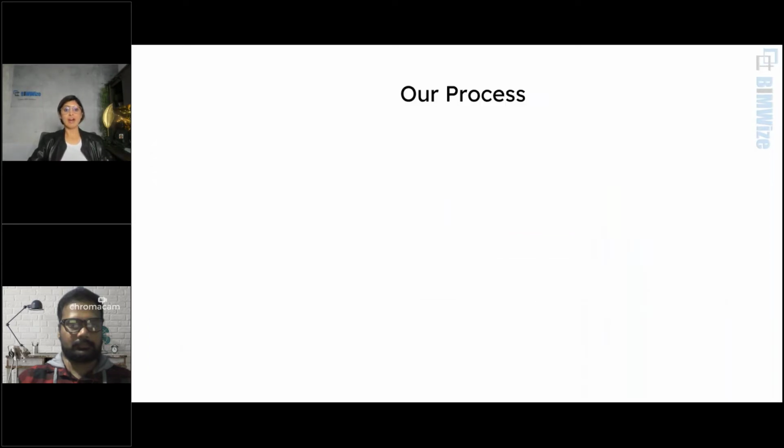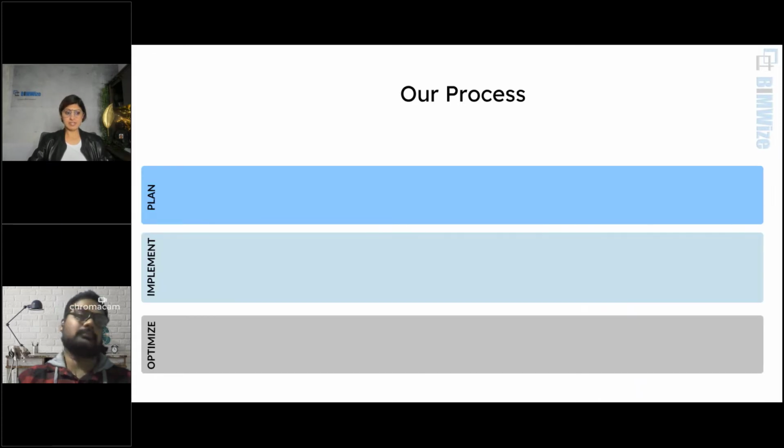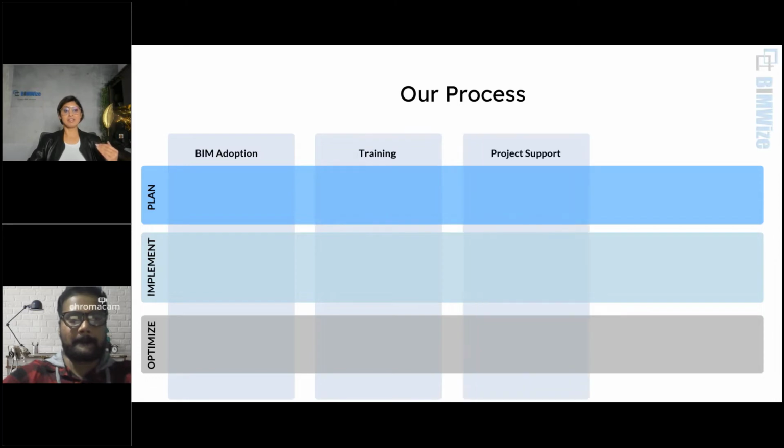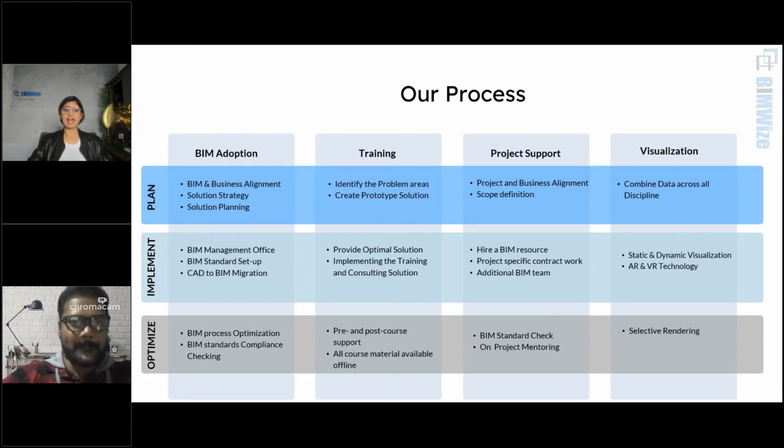We have a wide range of services, but we plan our services in 4 different ways. We help with BIM adoption, training, project support, and visualization. And we have a process in which we plan, we implement, and we optimize. And in each stage, there are different services that we offer.